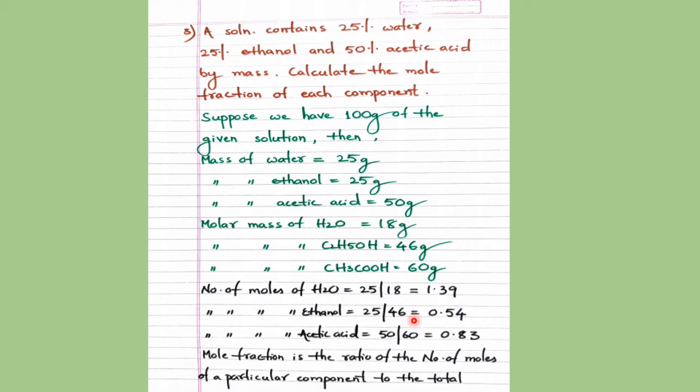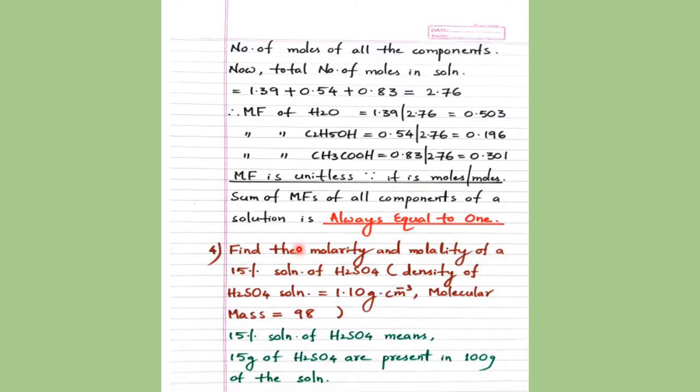Now we have to calculate the mole fraction. What is mole fraction? Previous class, theory part, definition. Mole fraction is the ratio of the number of moles of a particular component to the total number of moles of all the components. If A and B are mixed, mole fraction of A equals number of moles of A by number of moles of A plus number of moles of B. In the same way, mole fraction of B equals number of moles of B by number of moles of A plus number of moles of B.